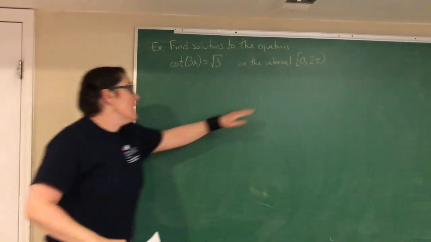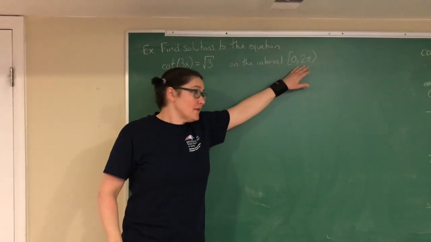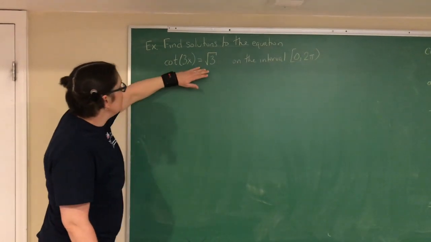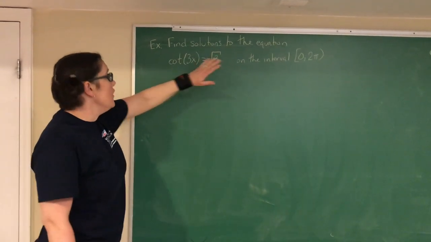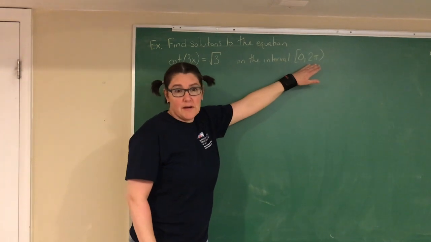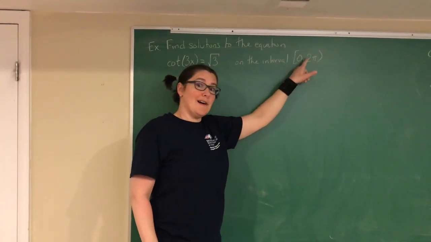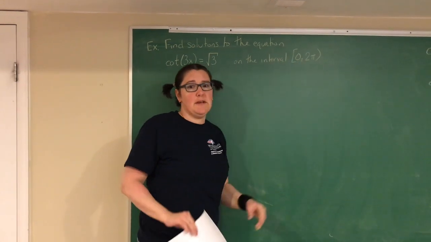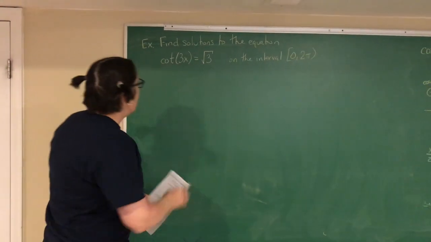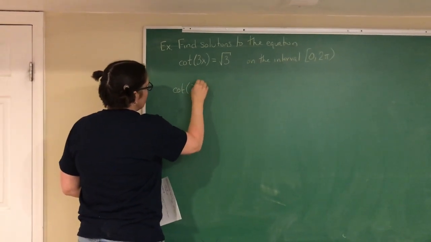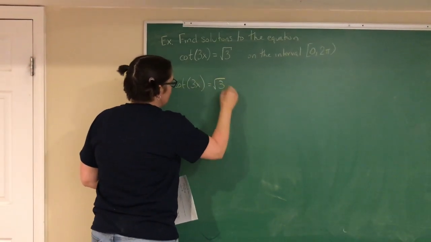Okay, so I see that our interval, we're looking for x values one time around the circle, and our final answer should be in terms of radians because this 0 and this 2 pi do not have degree marks on them, so they must be radian measurements. Okay, now our equation that we're looking at is cotangent of 3x is equal to square root of 3.